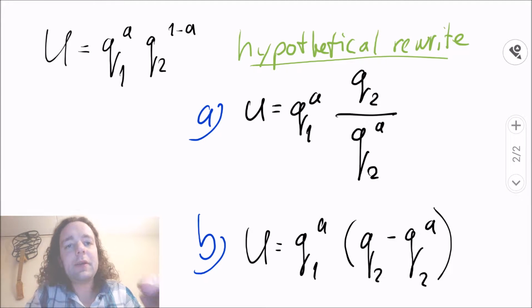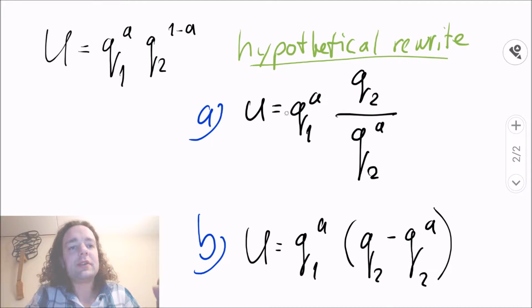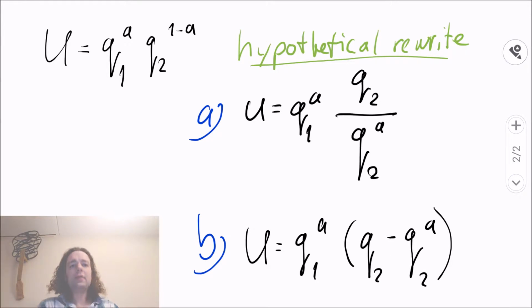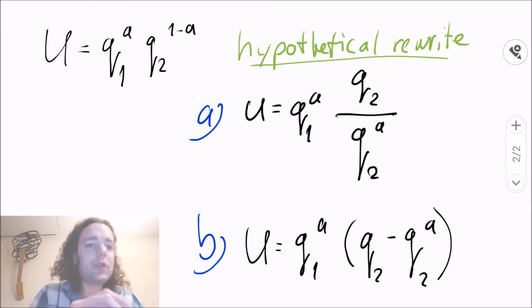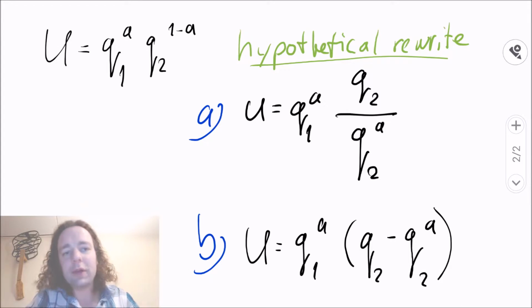I want to hypothetically rewrite the utility function in q1 and q2. Okay, so what we've got here is utility equals q1 to the power a times q2 divided by q2 to the power a. Wait, is that correct? Or maybe this is a better one: utility equals q1 to the power a times q2 minus q2 to the power a. Okay, I'll leave it up to you to guess or to know which one is correct. Pick one of either two, and if you picked one, we'll continue and I'll tell you whether it's right or wrong.